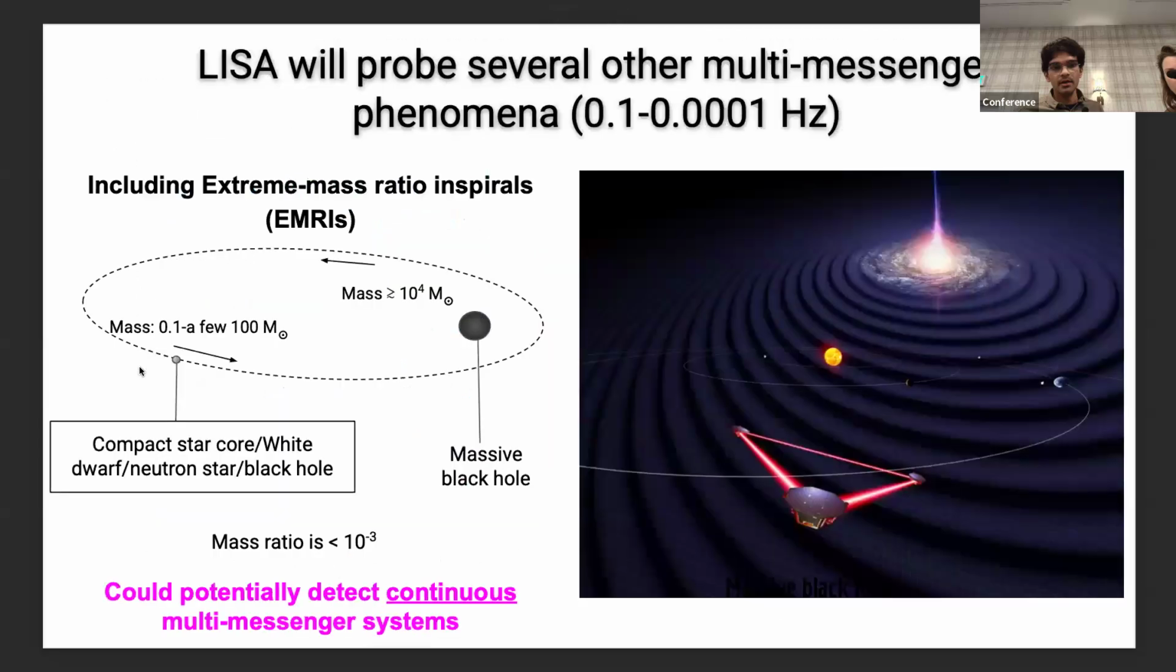Going forward, LISA is going to be sensitive to gravitational wave events, but for systems that are much longer, with timescales of seconds to a few tens of minutes. It will detect many kinds of gravitational wave emitting systems. The ones that are relevant for today's talk are extreme mass ratio inspirals. Within the context of this talk, when I say extreme mass ratio inspiral, it's a massive black hole and some sort of companion, which could be a star or another compact object. Again, the stress is really on continuous multi-messenger signals from these systems.